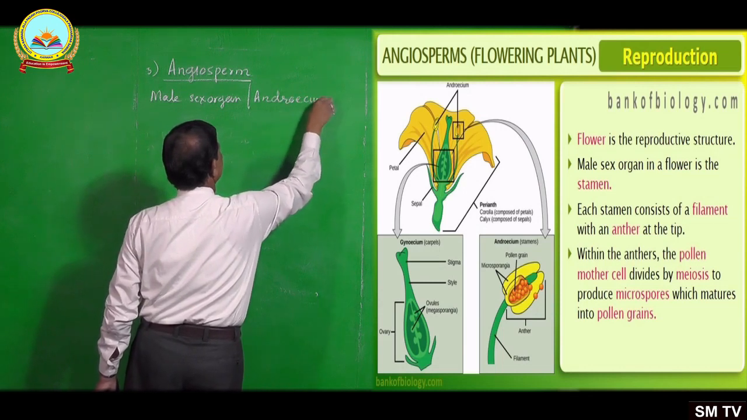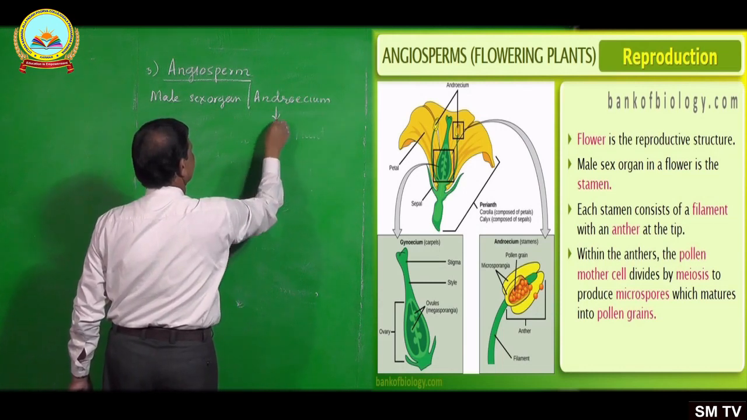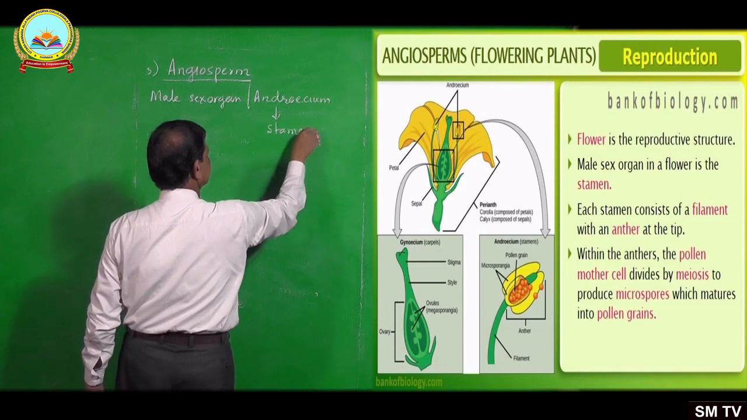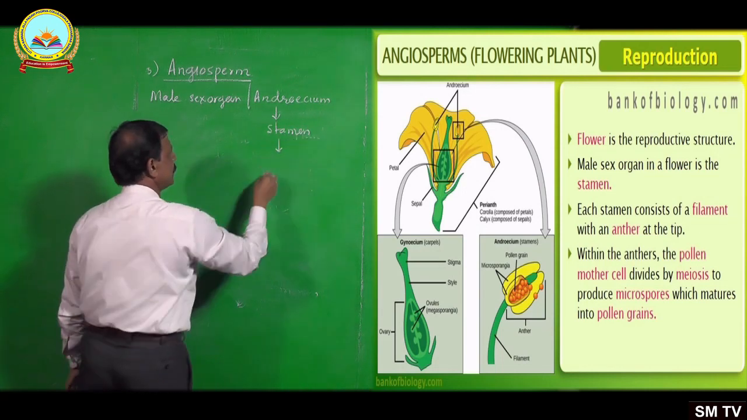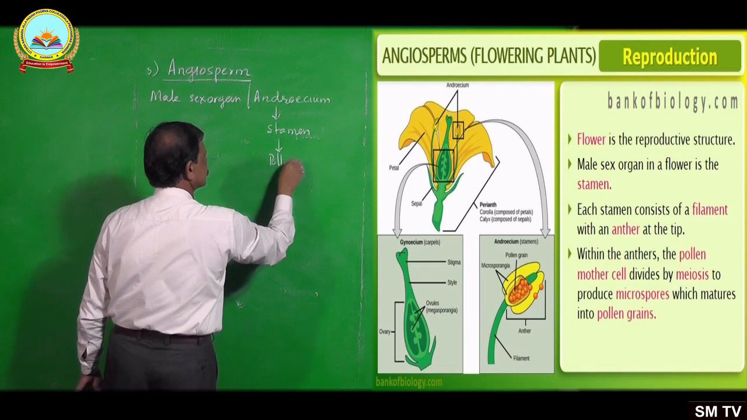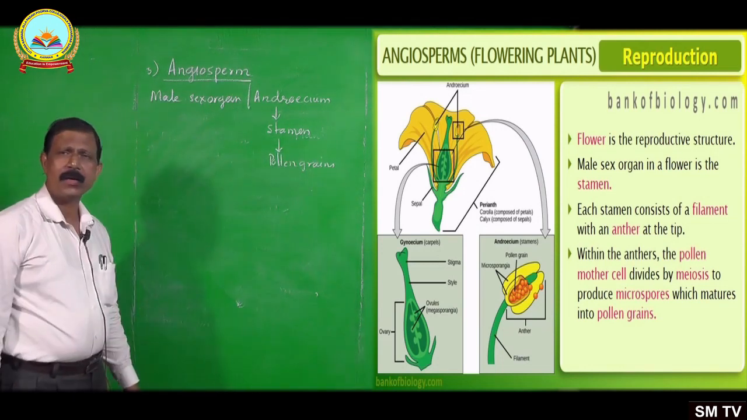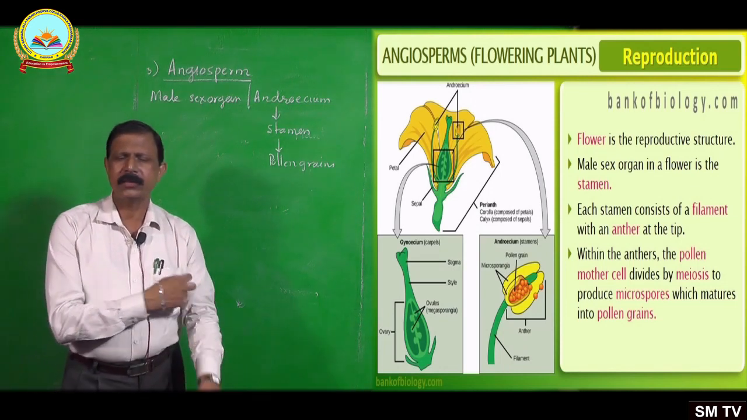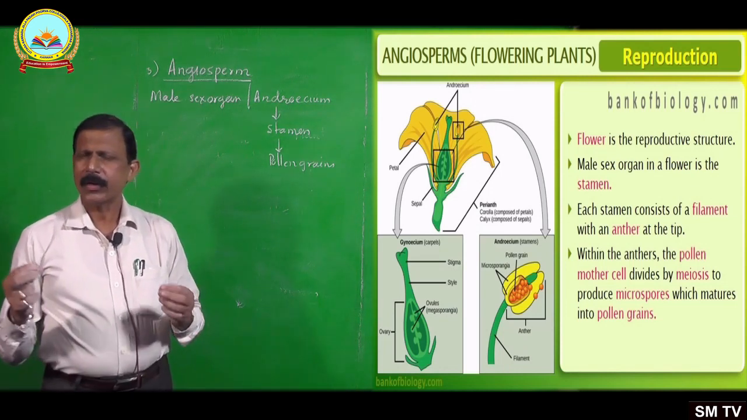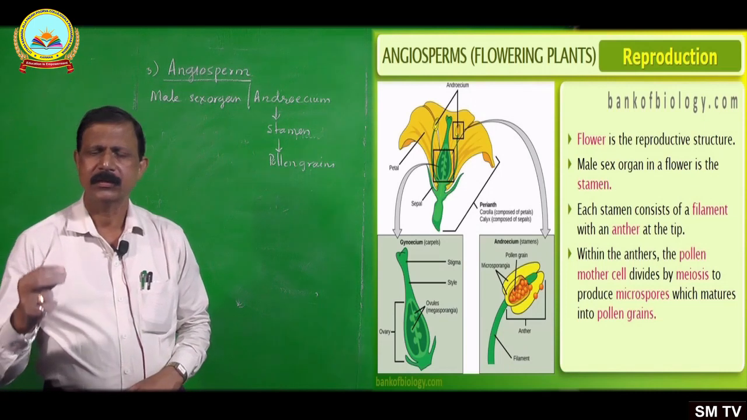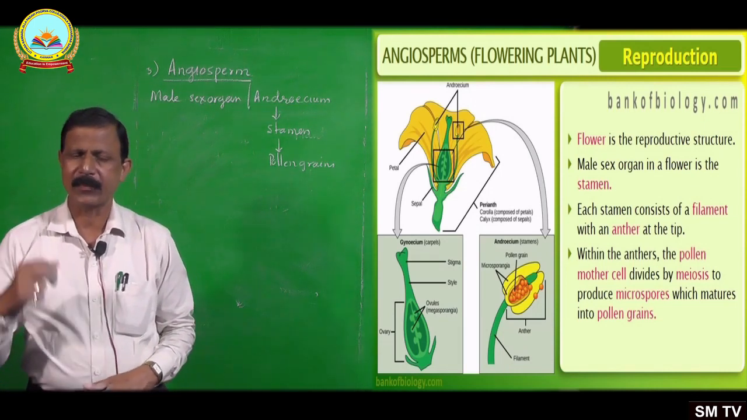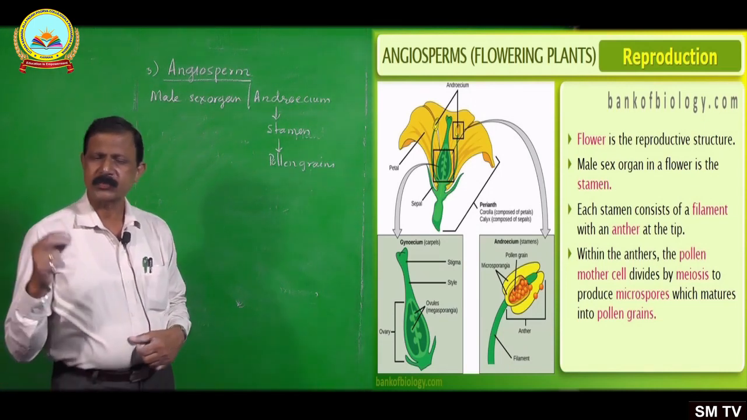See, the androecium produces a large number of stamens, and stamens in turn produce pollen grains. Stamens in turn produce what? The pollen grains. And these pollen grains contain the male gamete, that is the sperm.